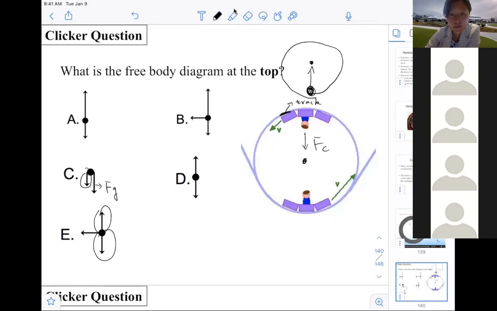Isn't it pushing on you? Because you're kind of pushing on the track. Yes, you push on the track and the track pushes on you. Very good. So these two forces together provide the centripetal force. Excellent. Thank you, everyone. Let's go back. We'll go ahead and discuss more over there. Okay, thank you.